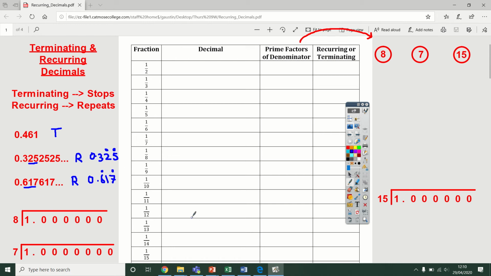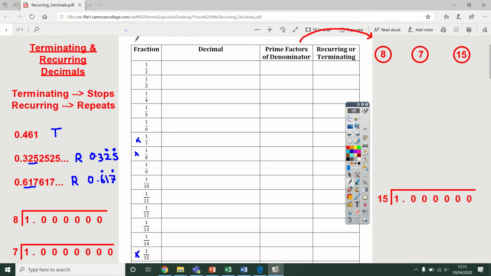Okay, so I'm going to show you how to go between the fraction and the decimal. In the final column, you're going to write down if it's recurring or terminating, and then I'm going to show you what to do with this column as well, because there's a little investigation involved with this column that I want you to have a think about. So starting with, I'm going to do 3 examples. I'm going to do an 8th, I'm going to do a 7th, and I'm going to do a 15th. All right, I'm going to do these 3. And then you're going to do the rest.